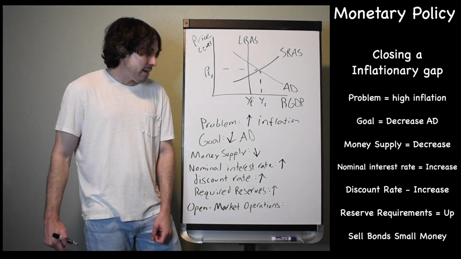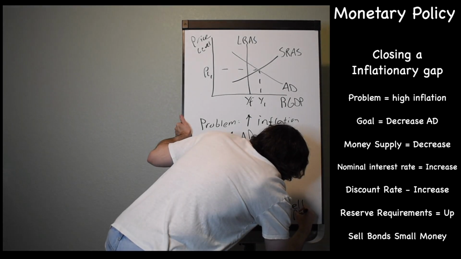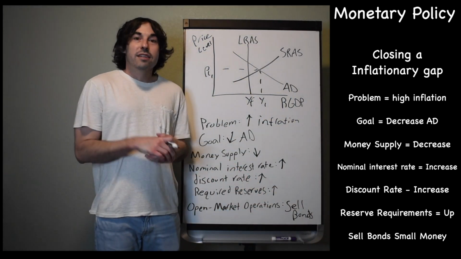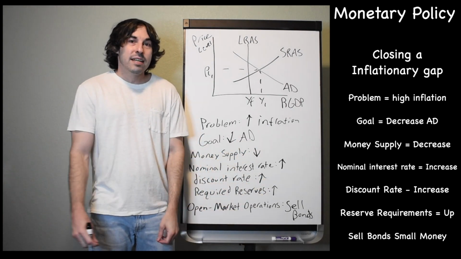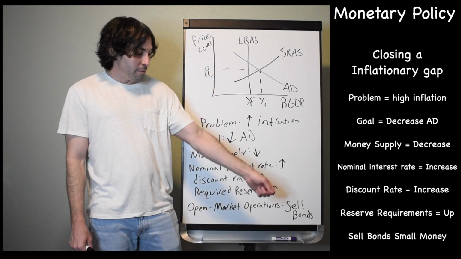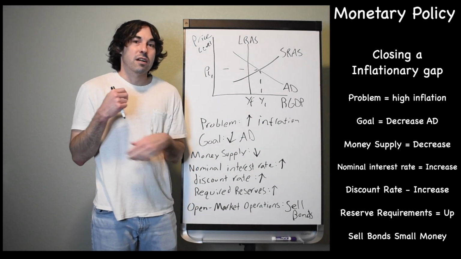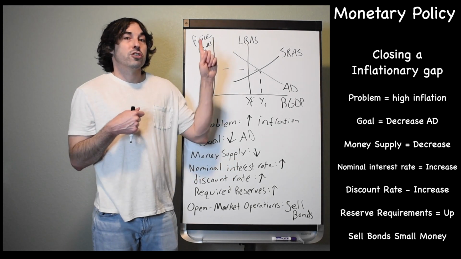Finally, what's most likely to happen here is going to be to sell bonds, small money. The Fed is going to sell bonds. They're going to sell a piece of paper to the banking system, to commercial banks, that says the government will pay you back later. They sell that piece of paper and in turn take cash out of the banking system. That'll make it cost more to borrow. It'll be less money available, which will make the nominal interest rate higher.